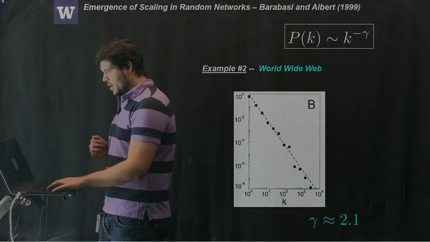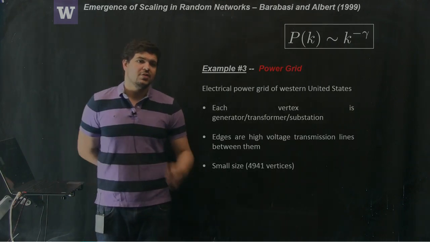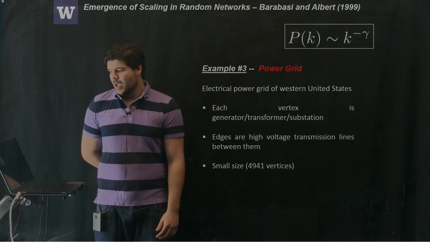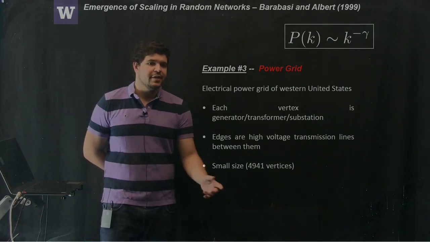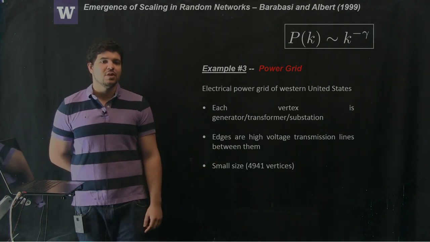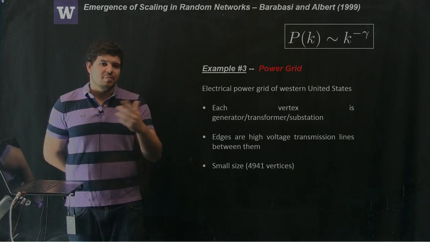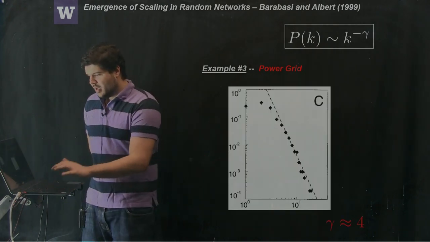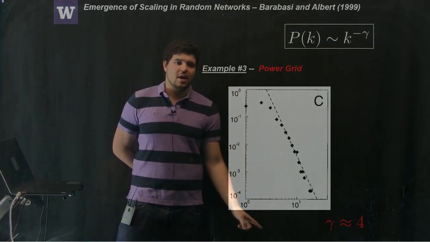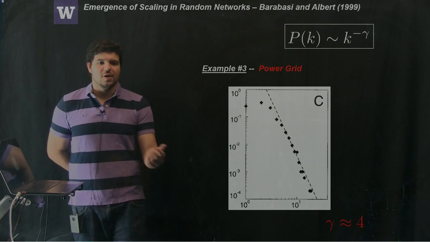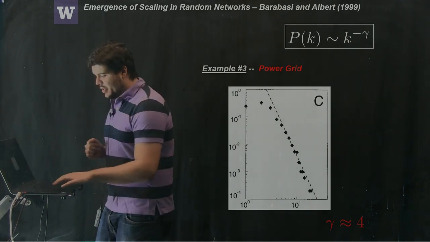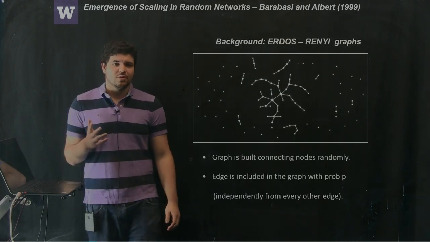Okay. Finally, what about the electrical power grid of the Western United States? There, each vertex is a generator, a transformer, or a substation. The edges are the high voltage transmission lines between them. And that's really small compared to the internet, right? But still, if you plot it, you get something really close to a line. These are the examples that motivate from real networks.